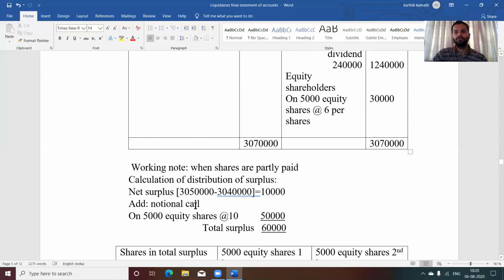Add notional call. So here there is a concept of notional call. So what is a notional call? Notional call is nothing but an imaginary call being made.